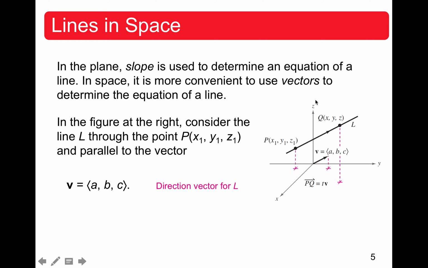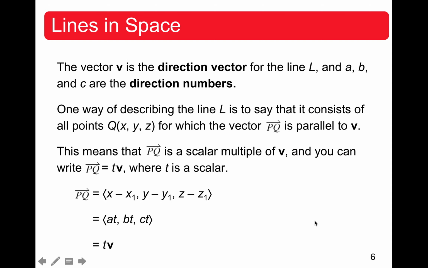When you think back to when you learned how to write equations of lines, we used slope when it was in a plane. But now we're in 3 dimensions, we're in space. So we use vectors that are in the same direction as the line that we're trying to find the equation of. So we're going to use vector v, which is parallel to the line that is formed between points P and Q. So vector v, we're calling a direction vector. And the components of vector v, which are a, b, and c, are our direction numbers.